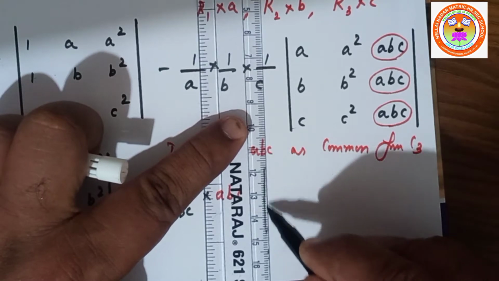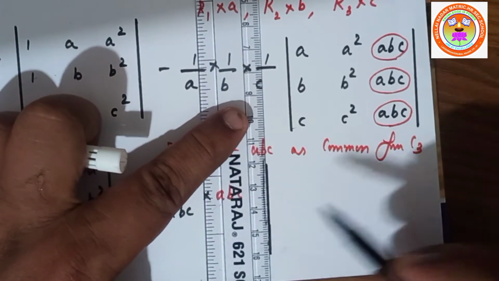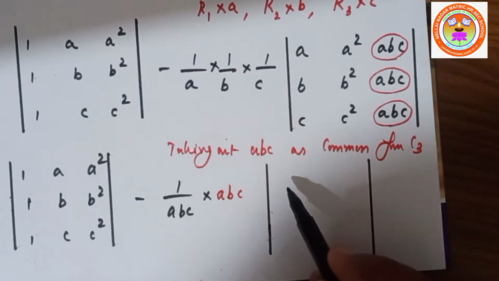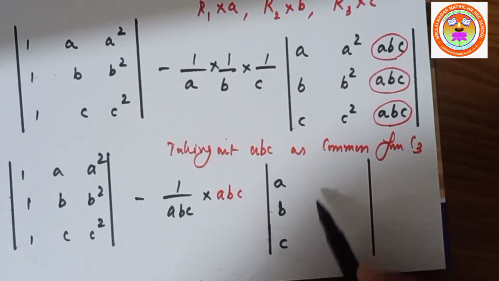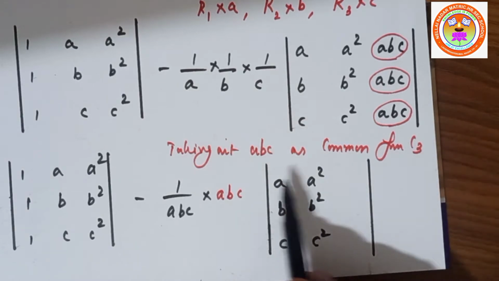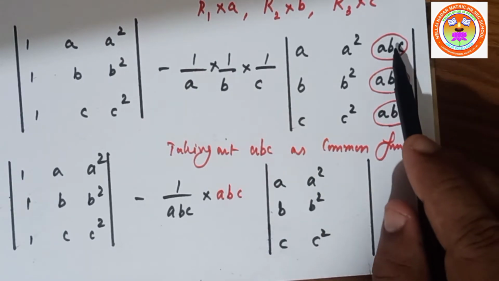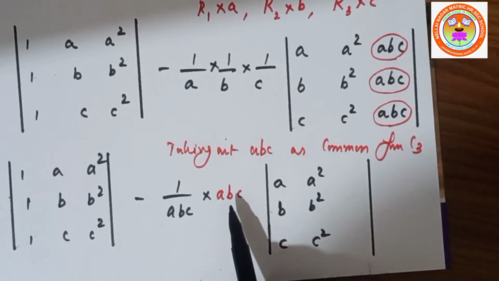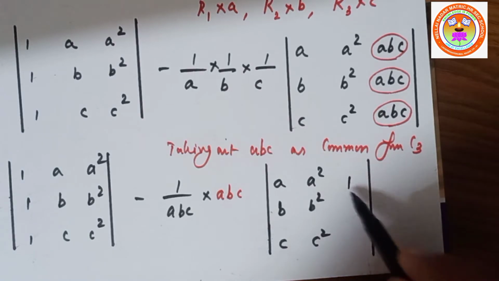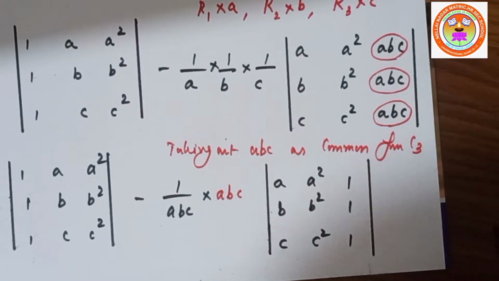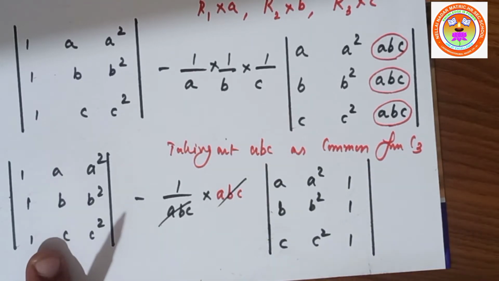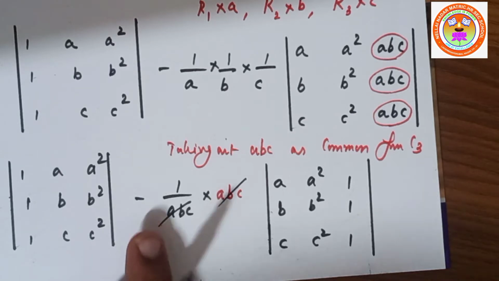If we take out ABC as common, write the first column and the second column as it is. What's the first column? A, B, C. Second column A squared, B squared, C squared. From the third column only we have taken ABC as common, so each and every element of C3 is to be divided by ABC. If you divide ABC by ABC, that is equal to 1, here also 1, here also 1. Okay, these two get cancelled. So once again write the first determinant as it is, minus as it is.